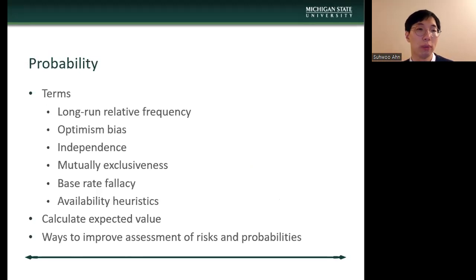Next, we'll go to the probability part. In the probability part, you have to think about the meaning of the terminology and how these terminologies apply to real situations. So you have to review some terminologies like long-run relative frequency, optimism bias, independence, mutual exclusiveness, base rate fallacy, availability heuristics. And also you have to calculate the expected values.